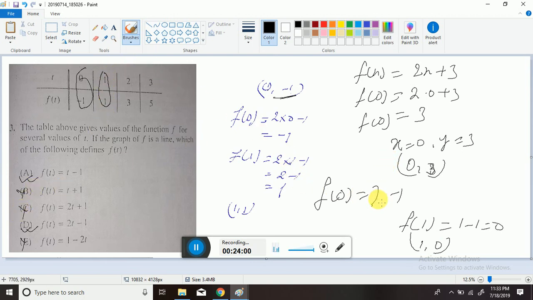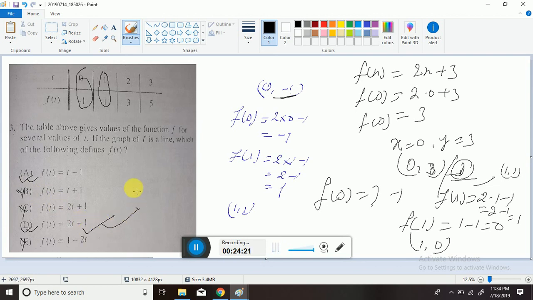Let us check with D now. In option D, f(1) equals 2 into 1 minus 1, that equals 2 minus 1 equals 1. That means this gives us the ordered pair (1, 1). So option D gives us the correct answer. So option D is our correct answer.